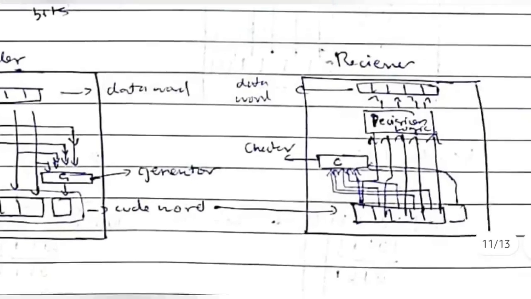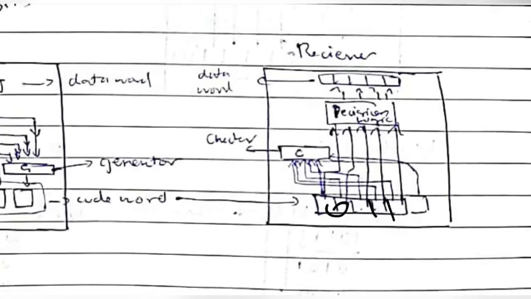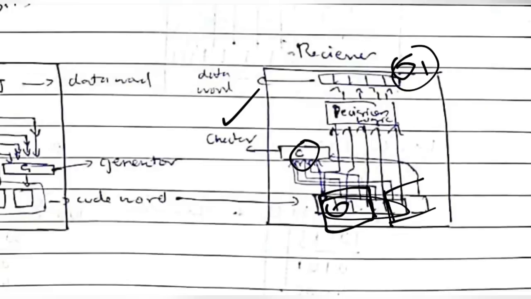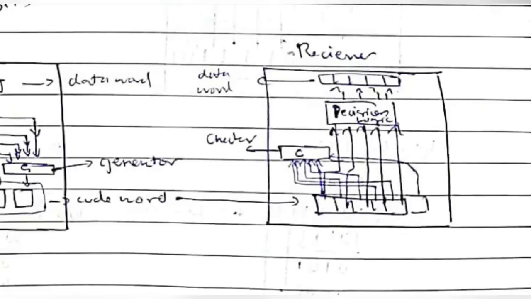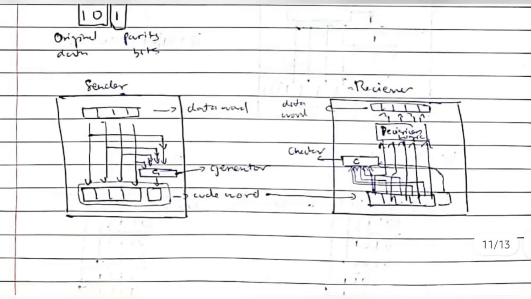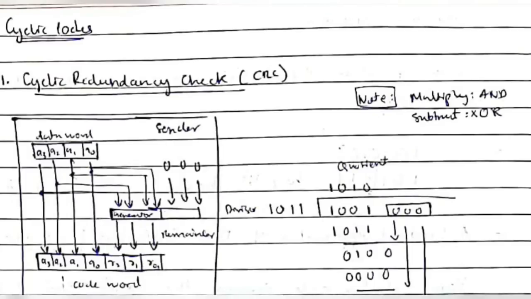When 0 1 1 comes here, it will be checked if the total number of ones is even. If it's true, the data will be accepted and the extra bit will be removed. So the real data, which is 0 1, will be received at the receiver end. This is known as block coding. The second technique is cyclic codes.